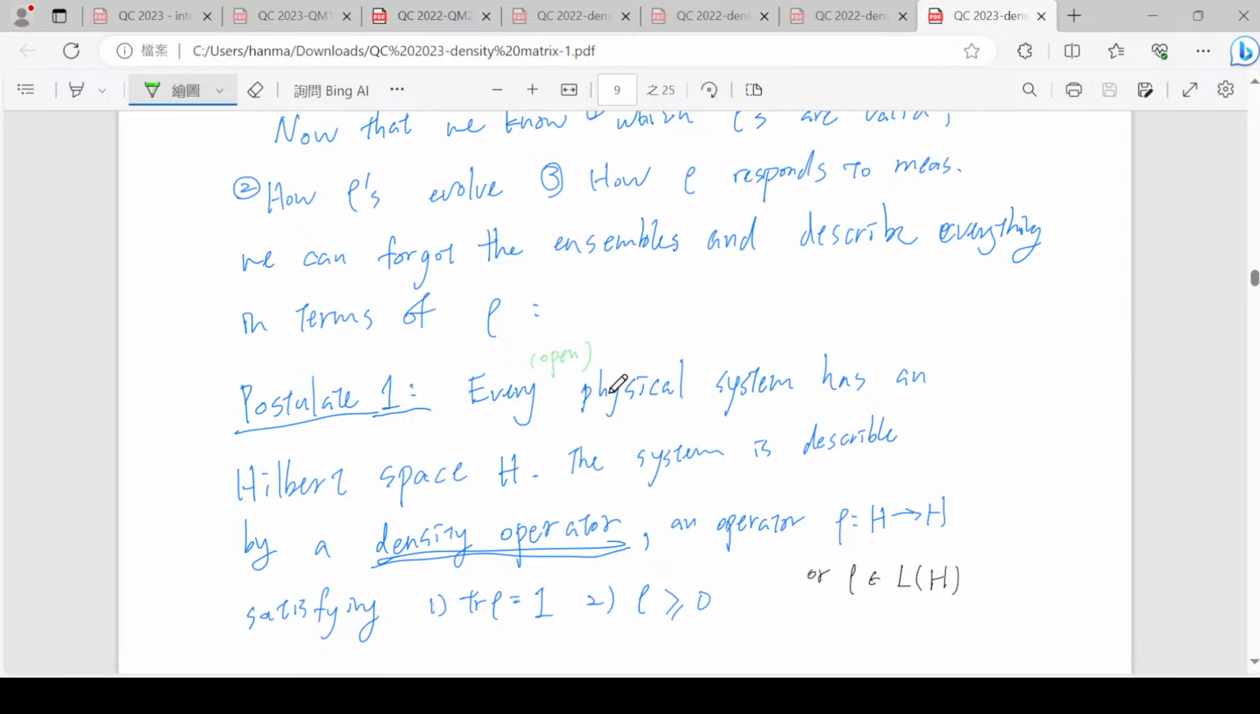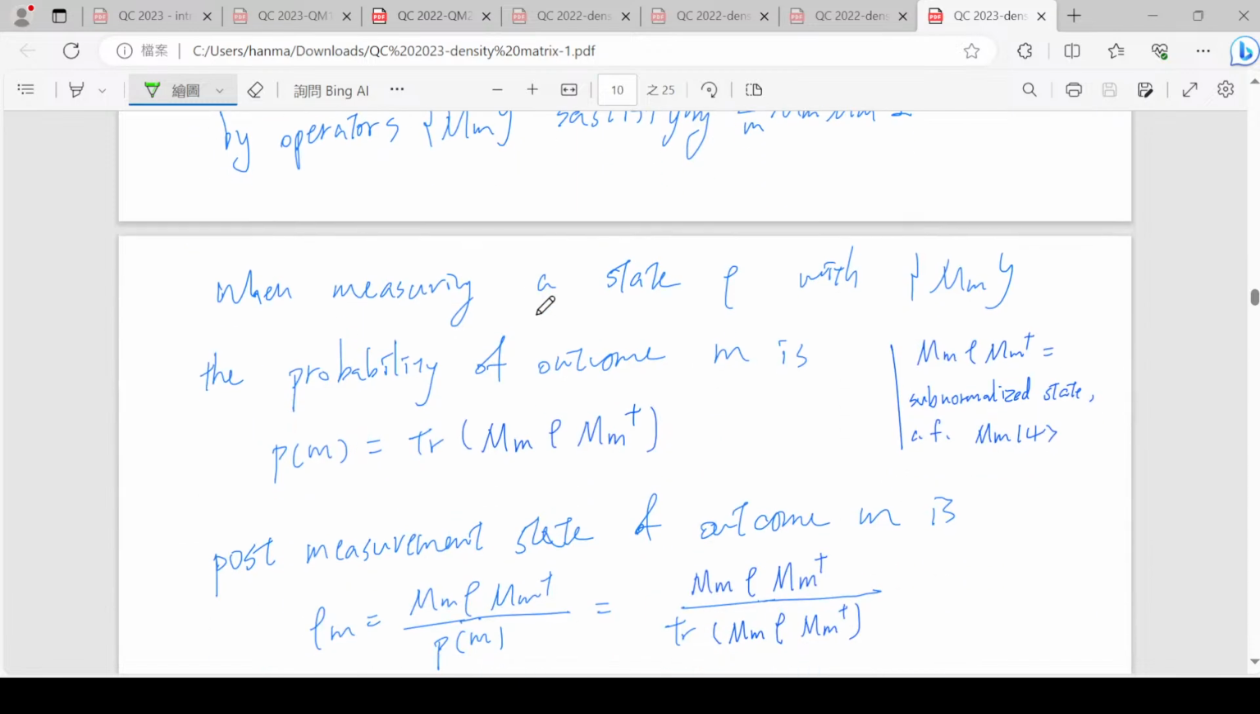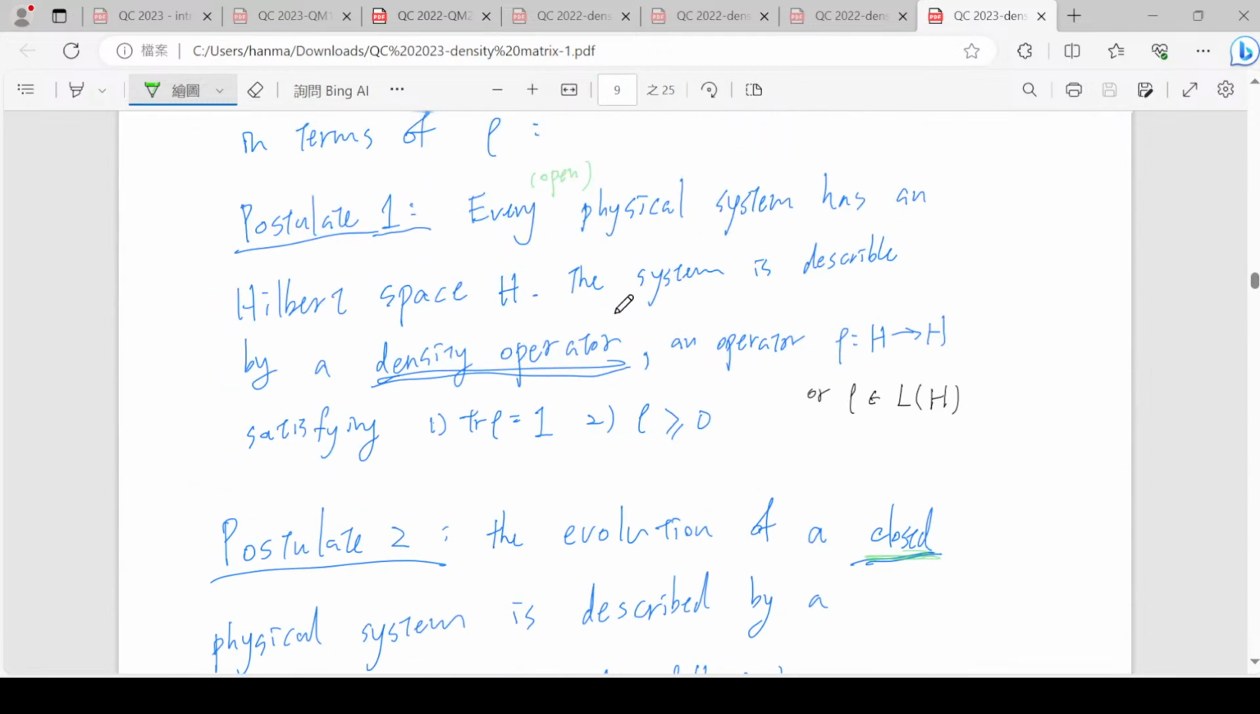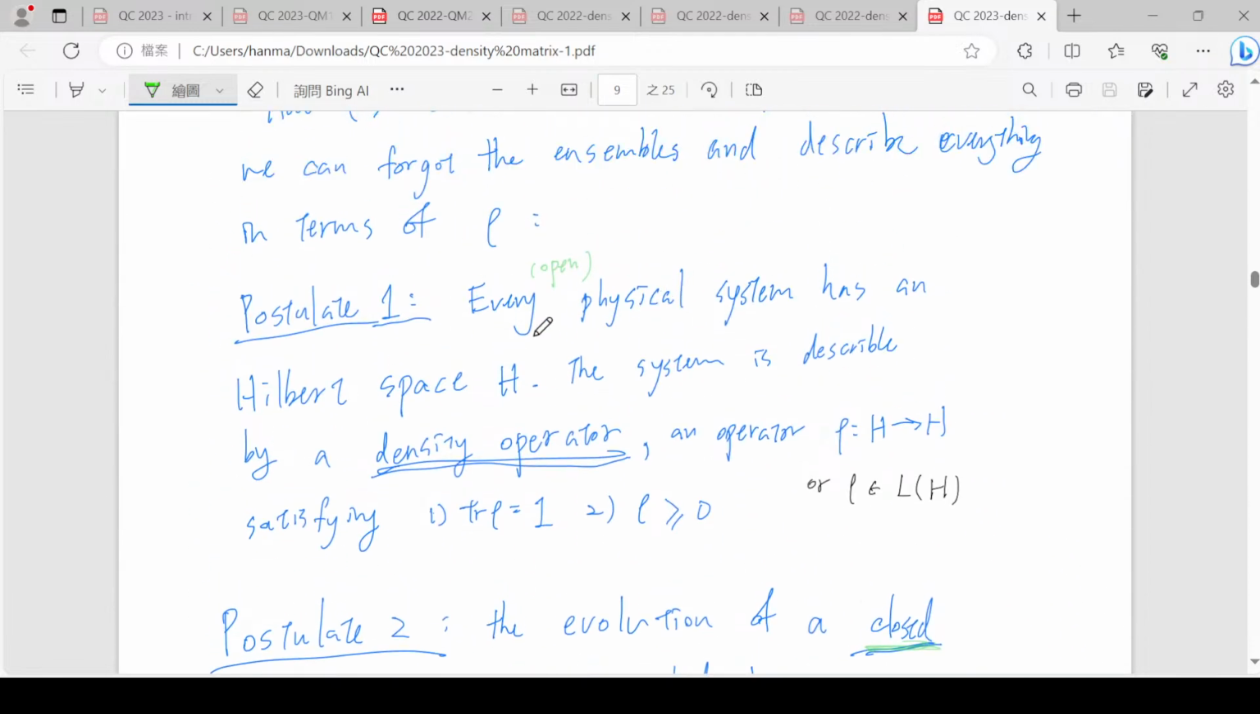And so now we have this rewrite of the postulates of quantum mechanics. Remember we have the 3+1 postulates of quantum mechanics, and now we write them anew. Postulate 1: every physical system has a Hilbert space H.